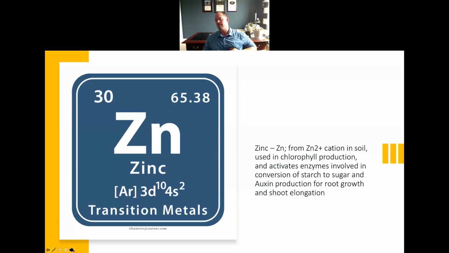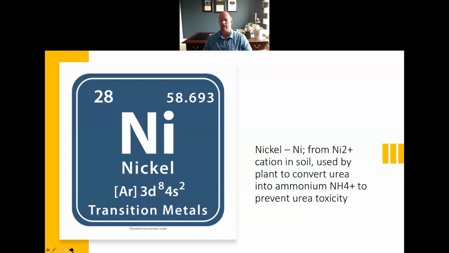So interestingly, when we look at root growth on plants, a lot of times you might hear or see something where they talk about zinc being essential for root growth and root development, but really what it's doing is allowing for the conversion of starch to sugar inside those roots, and then it's also involved in the auxin formation, which helps to promote that root growth.